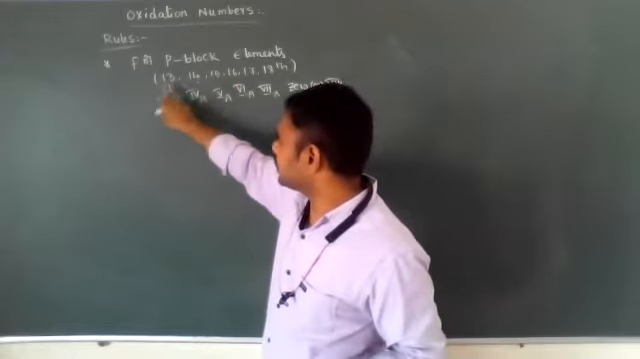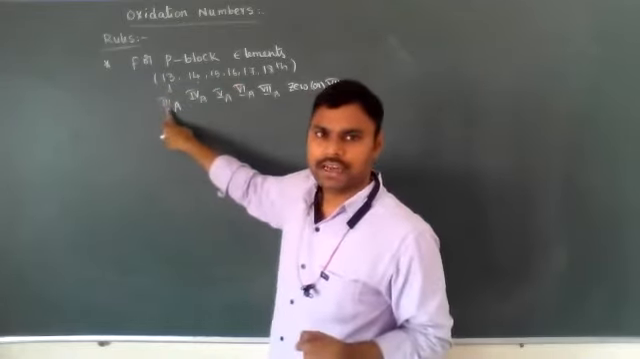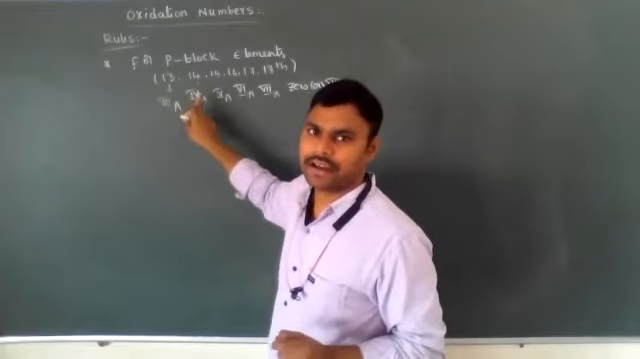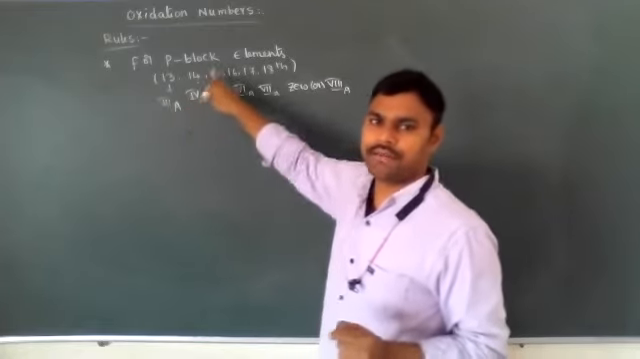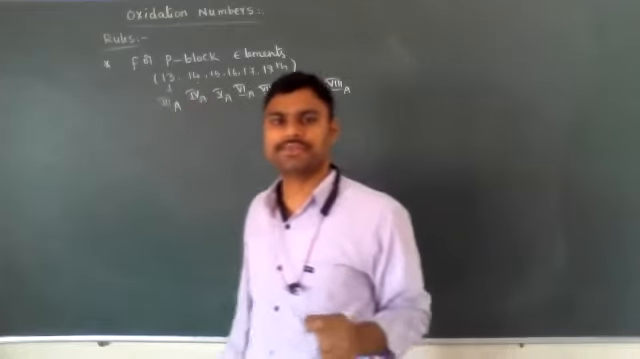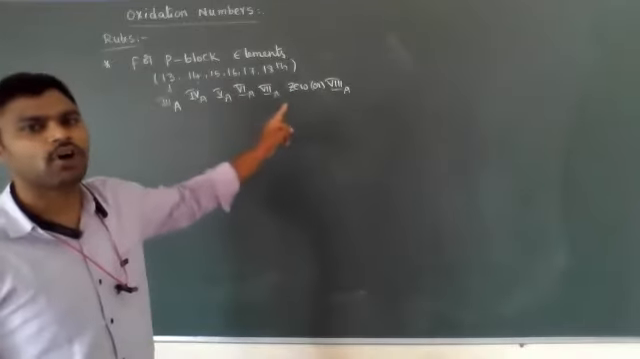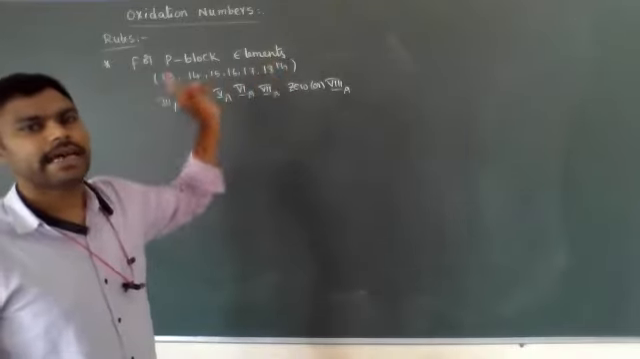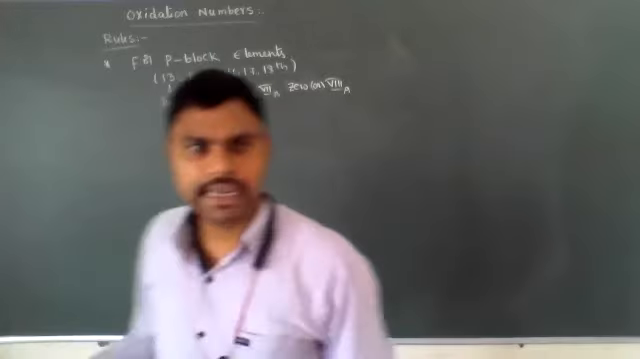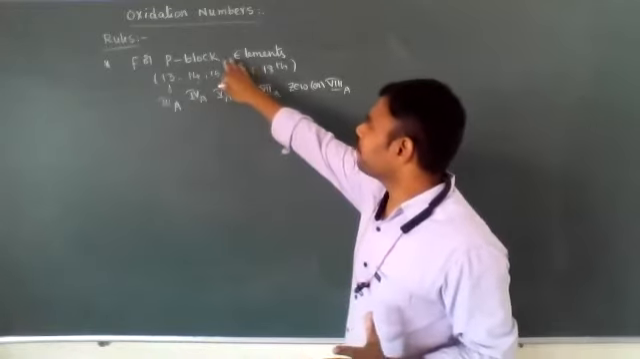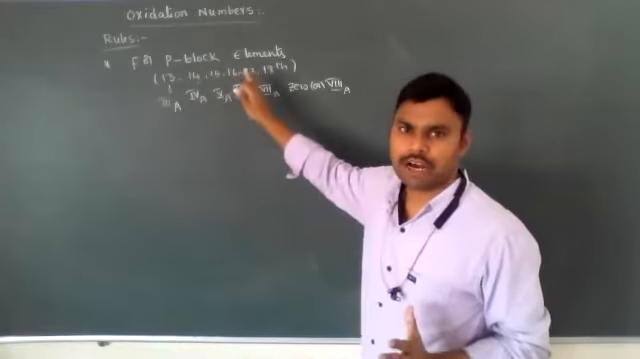The p block element 13th group is also represented by Roman numbers 3A. Roman number 4A means 14. 5A means 15. 6A means 16. 7A means 17. 0 or 8A is the 18th group. These are the p block elements or p block groups.